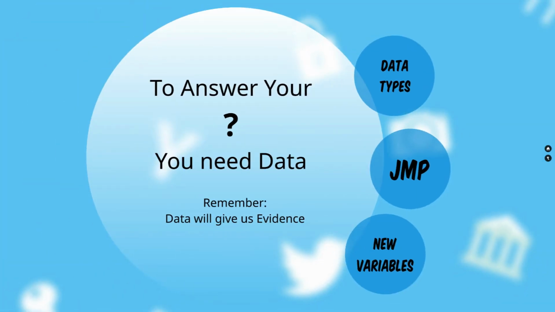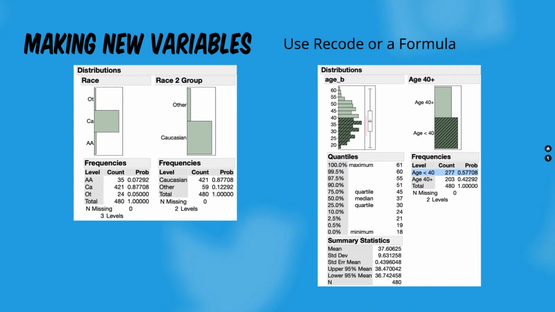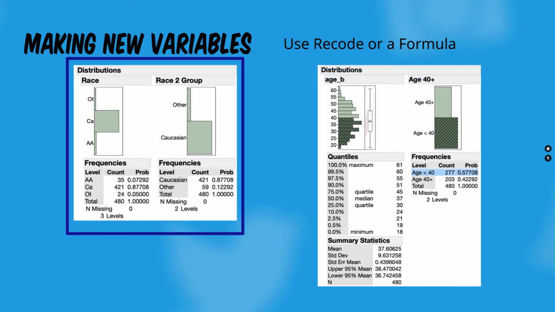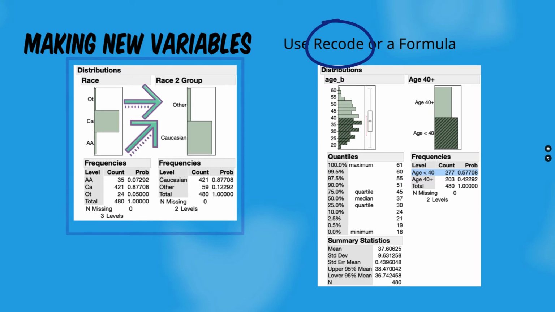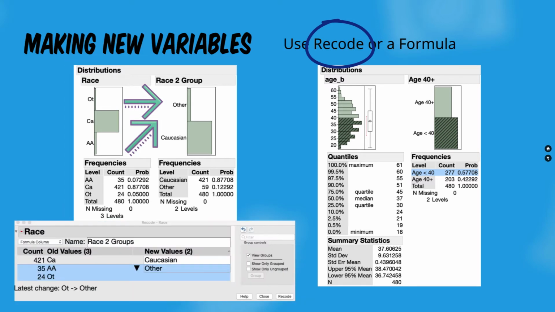Sometimes you need to create new variables from the data that was collected. And in this case, you'll use a recode option or a formula. When looking at this particular race value, it is predominantly Caucasian, with only 7% African Americans and 5% others. To do meaningful analysis, you may want to combine all of the other races into a single category. In this case, other would stay other, and African American would also become other. So you would end up with race in two groups from the recode option in JMP.